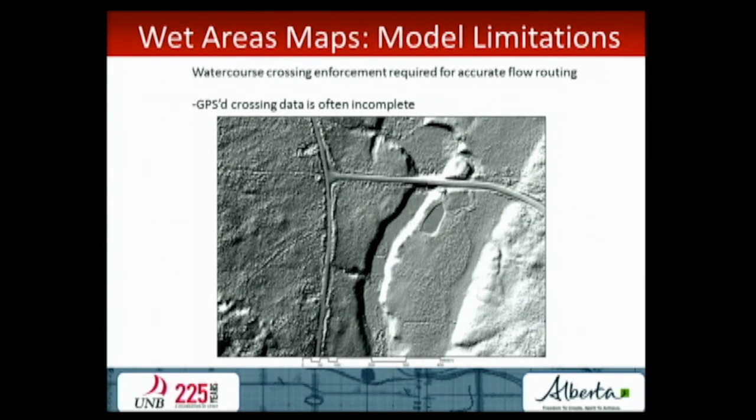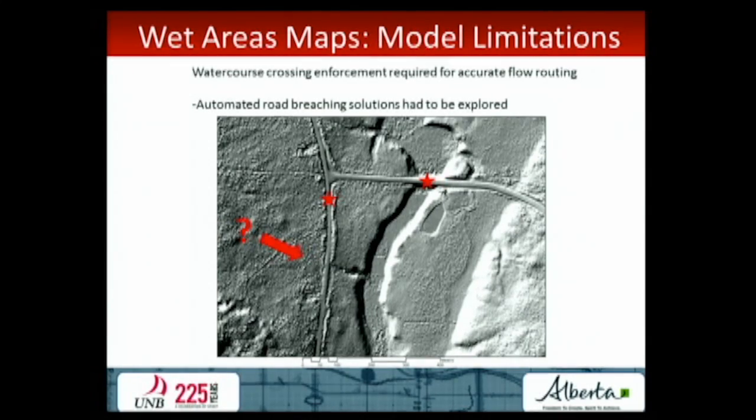With the model, there are also certain limitations, and we're aware of these limitations, and I'll just talk about some of those right now. Watercourse crossing enforcement is required for proper overland flow routing. As mentioned earlier, the roads can act as dams, and these have to be overcome. So when GPS crossing information is incomplete, we have to come up with certain intelligence in order to determine where culverts should exist. As we can see here, we have 2 mapped culverts in this particular sample area, which will help in terms of understanding the proper flow.